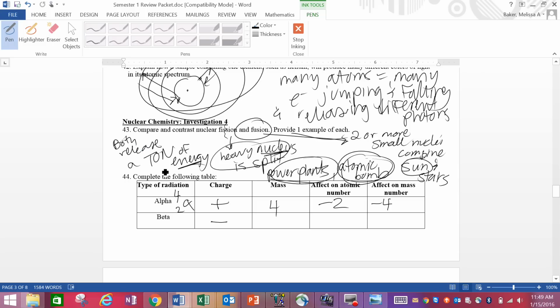Beta particles have a negative charge. They have no mass. The atomic number goes up by 1 during beta decay, and the mass is unaffected. All right, let's look at some examples here.